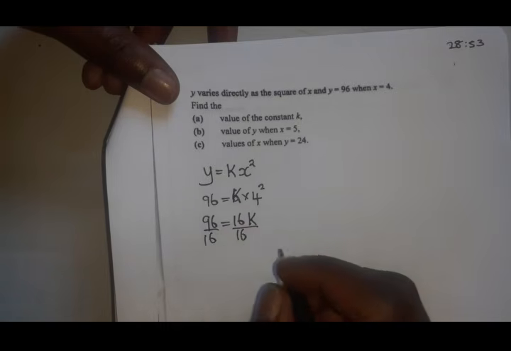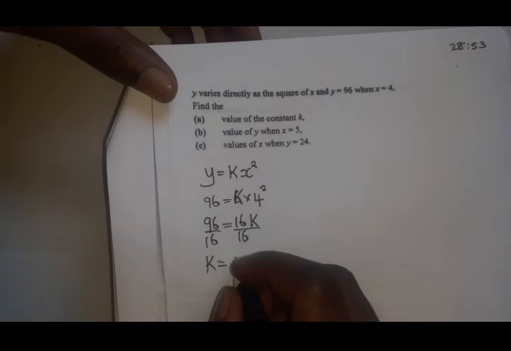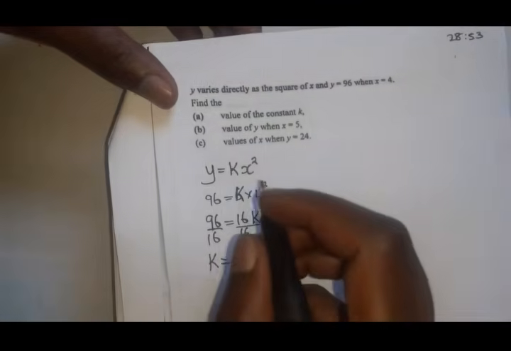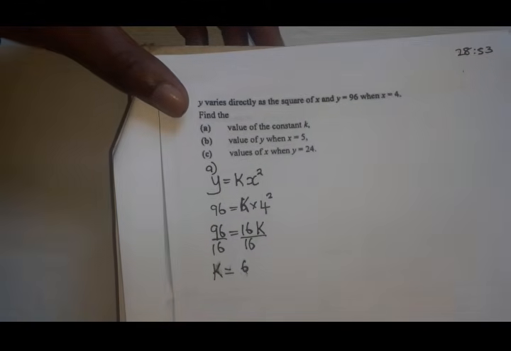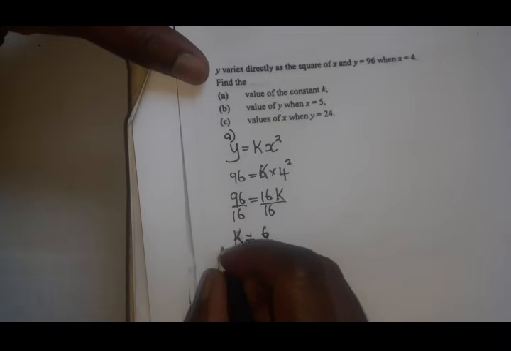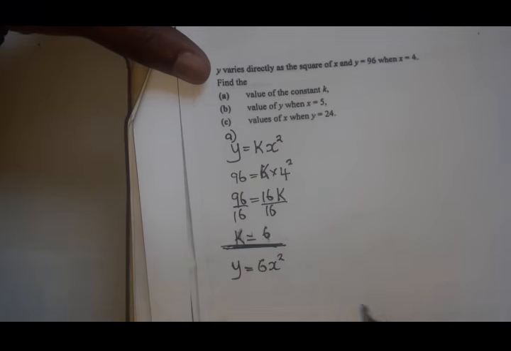So we divide both sides by 16. So k will be equal to 6. That is the value of the constant. Now we can replace k in the equation so that we have 6x squared. This is our answer here.